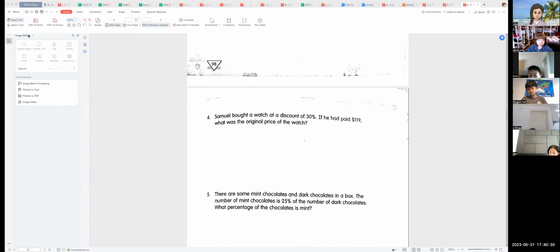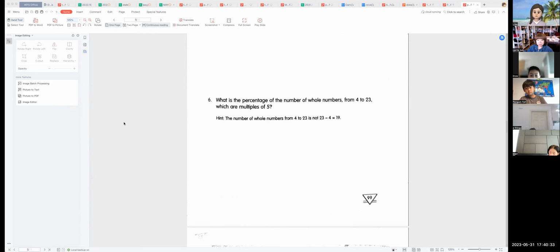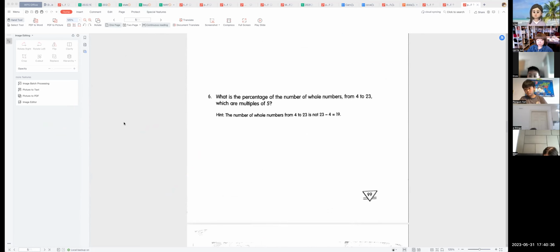Okay, so let's take a look at number 6, everybody. What is the percentage of the whole numbers from 4 to 23 which are multiples of 5? First of all, you need to find out how many numbers are multiples of 5 between 4 and 23, and count how many numbers there are from 4 to 23. Then divide the number of multiples of 5 by the total number, and that gives the percentage.